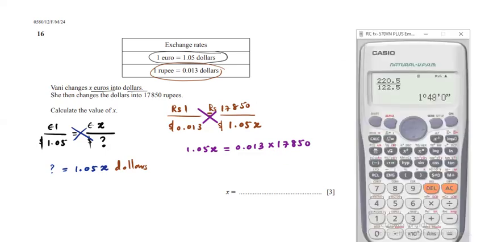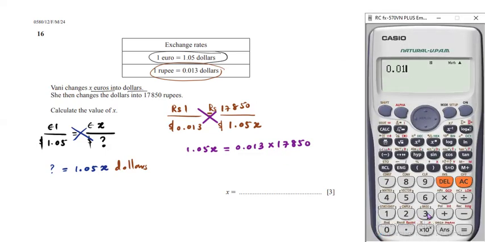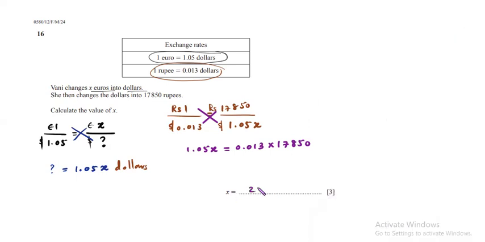So I'm going to put that in the calculator. So I have 0.013 times 17,850. I find the amount. And then I can divide it by 1.05, or directly I can put it in the calculator as well. So this gives me 221, which means the value of X is 221. I'm sorry, this is not in dollars. This is euros, because the value of 1.05X is in dollars, but this X is going to be the number of euros. So this is going to be this many euros. So this is an important question as well.